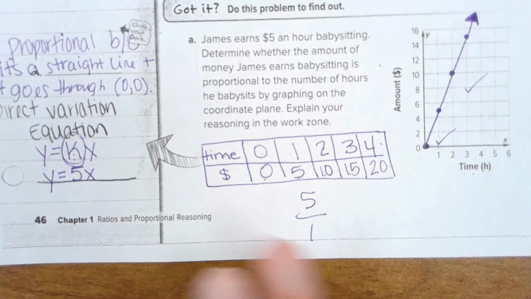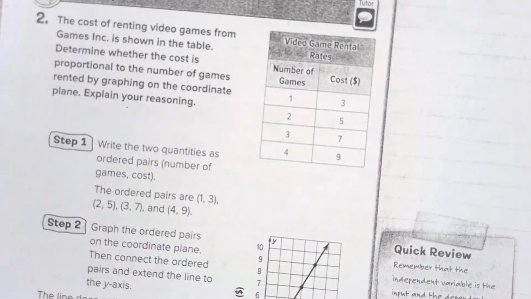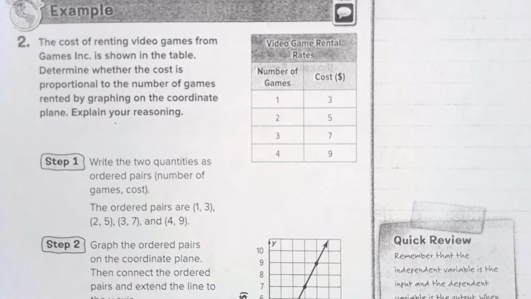Alright, so let's move on to the back side. An example here that they gave us is: the cost of renting video games from Games Incorporation is shown in the table. Determine whether the costs are proportional to the number of games rented by graphing on the coordinate plane and explain your reasoning.